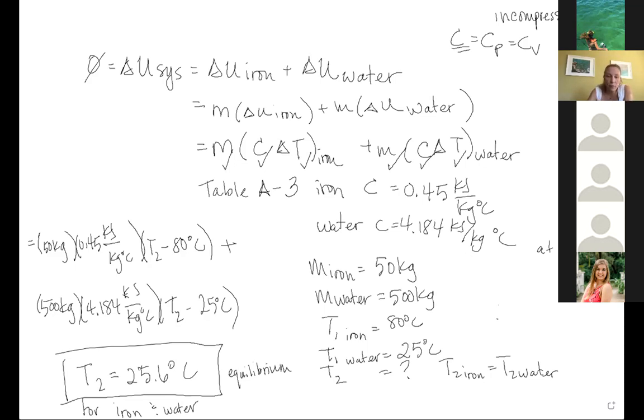All right, so it's 12:45, but the last thing I want to note is our iron went from 80 degrees down to 25.6 degrees, and our water went from 25 degrees to 25.6 degrees. So the amount that our water changed was 0.6 degrees Celsius, and the amount that our iron changed was 54.4 degrees Celsius. So our iron cooled way off and our water barely heated up. And this is because water has a high specific heat. It's fantastic.